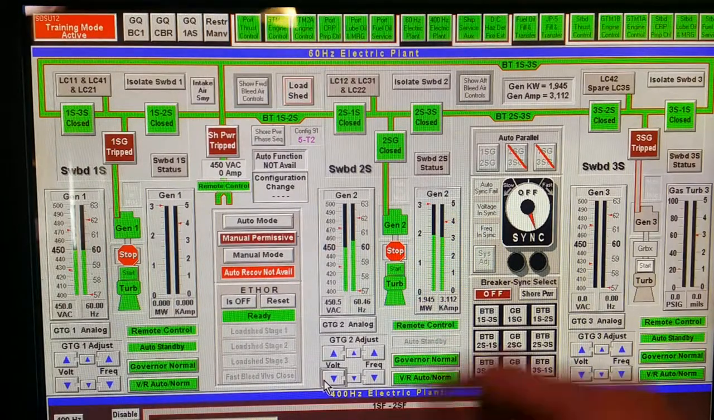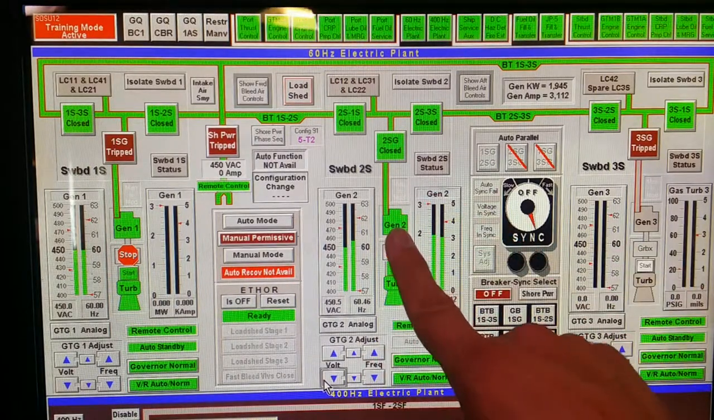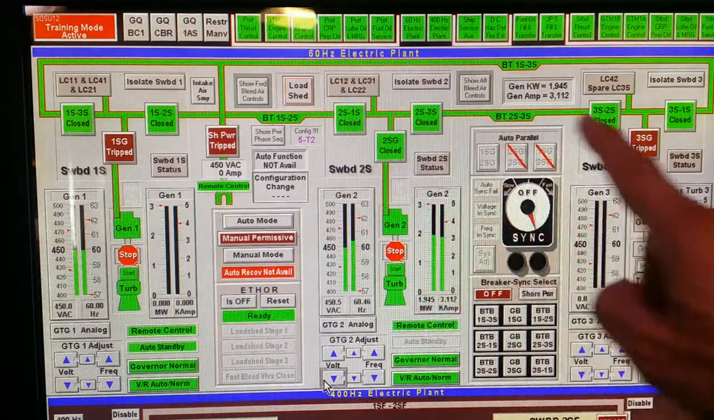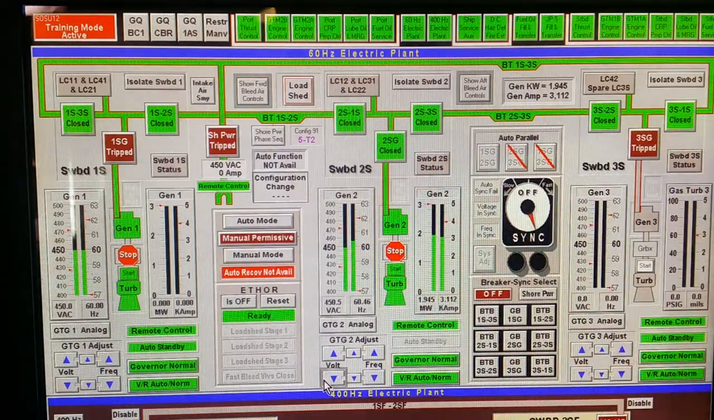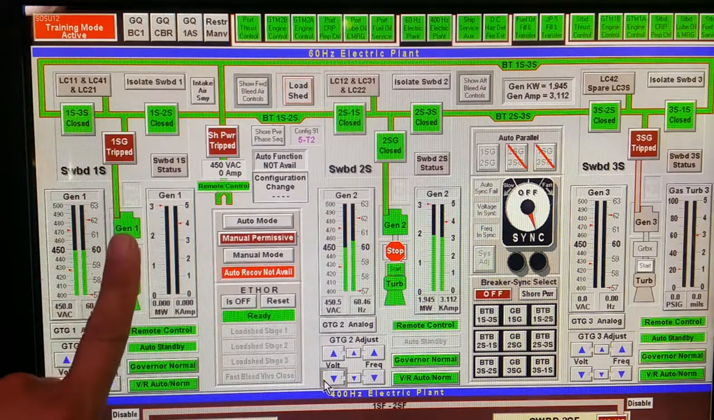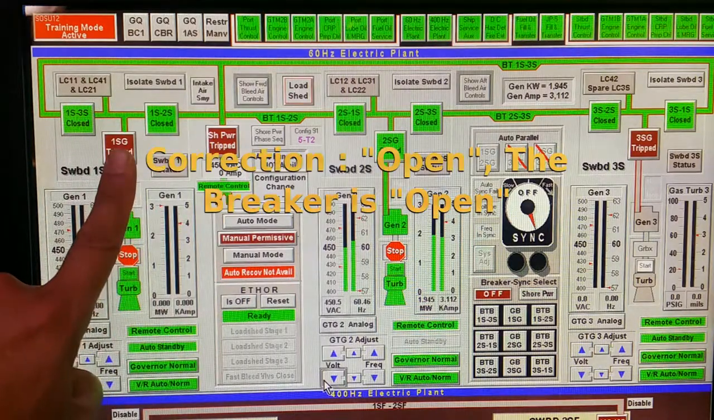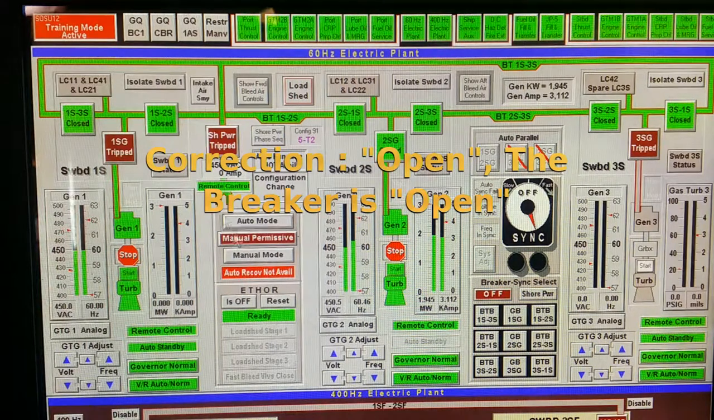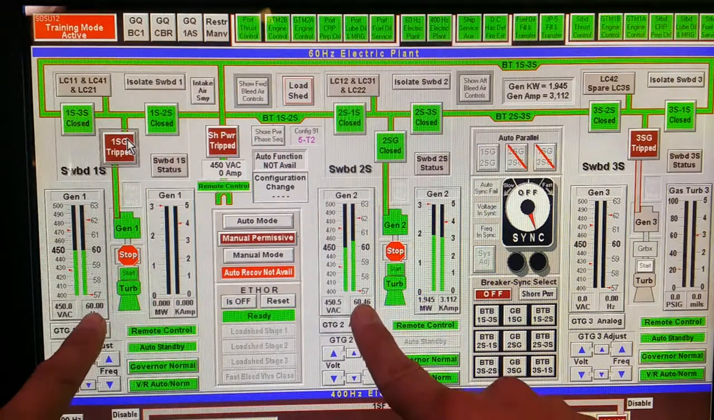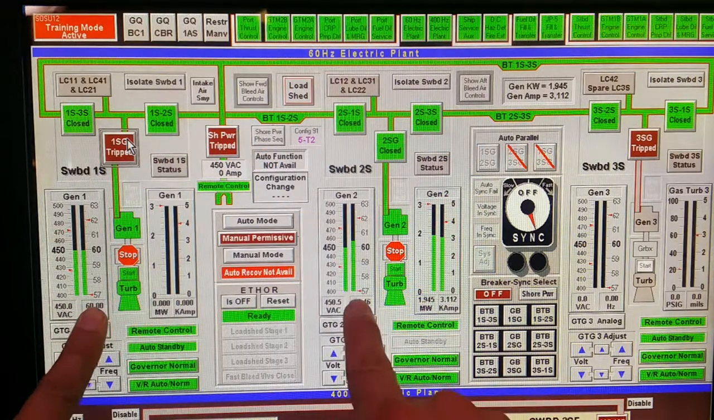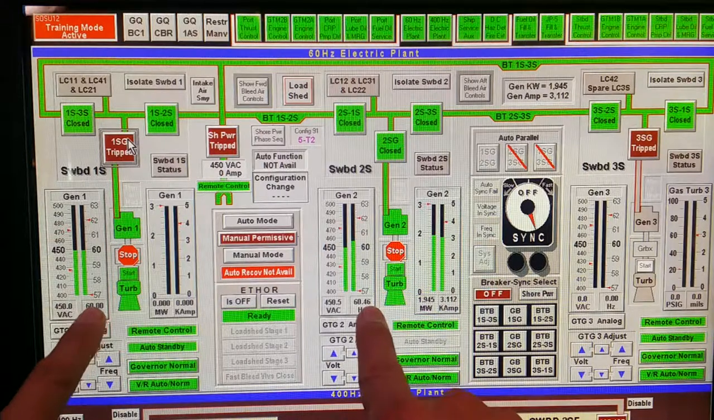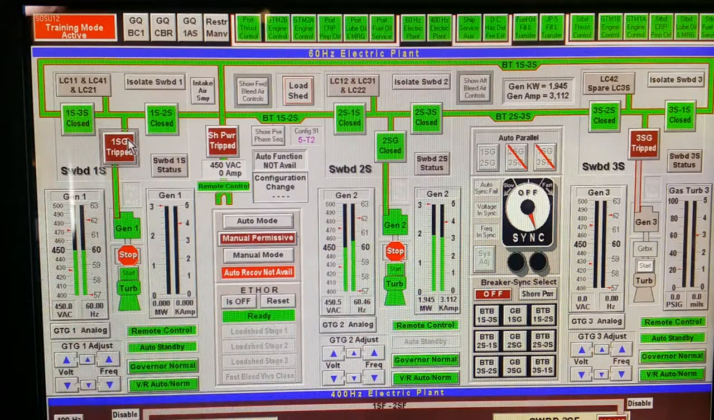Now, in this case, you can clearly see that number two generator is the one feeding the entire thing and nobody is helping it. Number one generator happens to be on, but this generator breaker is open. I cannot just go ahead and close this generator breaker, because even though they seem to be running at the same frequency, they are not close enough. This one runs at 60.46 and this one is running at 60. So I'm going to lower this one to make it 60 hertz.